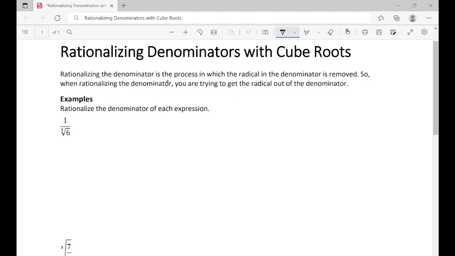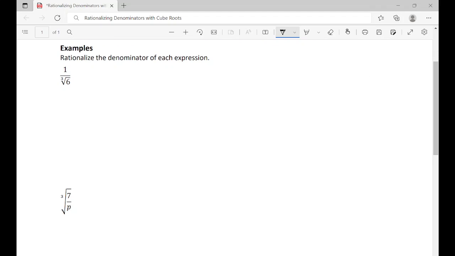Rationalizing the denominator is the process in which the radical in the denominator is removed. So when you're asked to rationalize the denominator, you're just trying to get the radical out of the denominator, just trying to get it to go away. So we're going to rationalize the denominator of each expression, but we just got to remember what a cube root means.